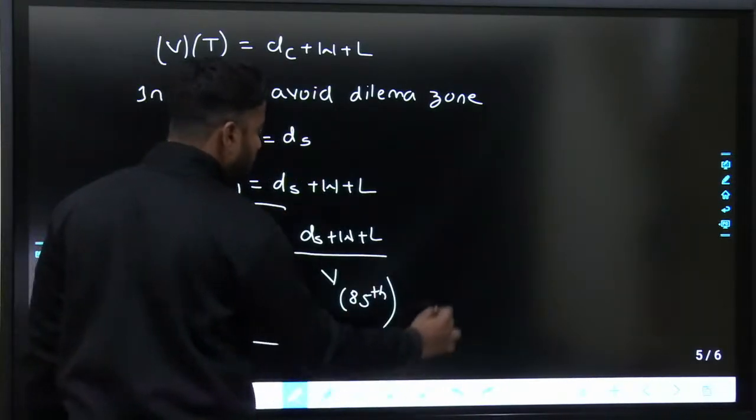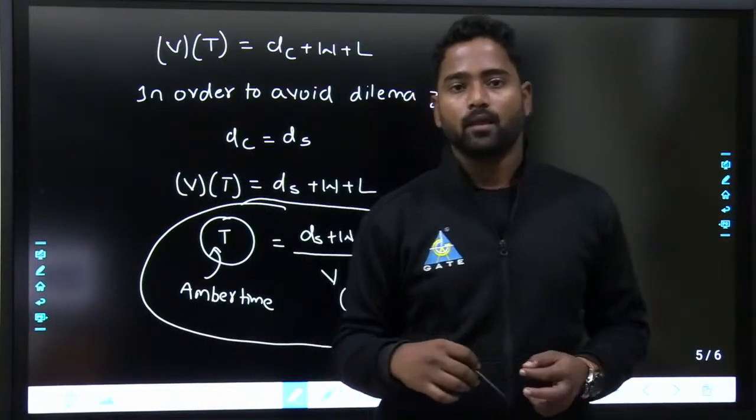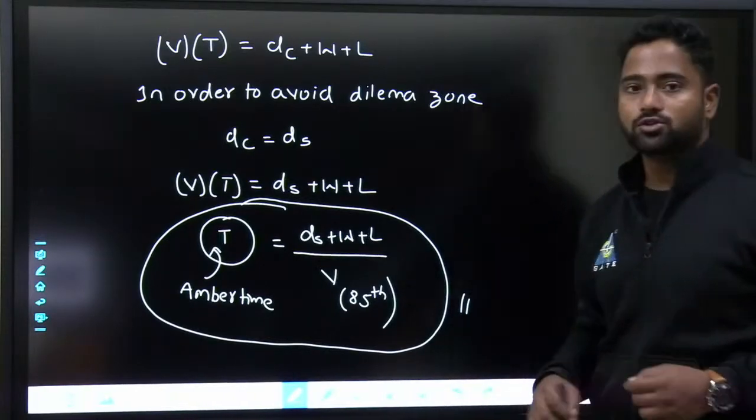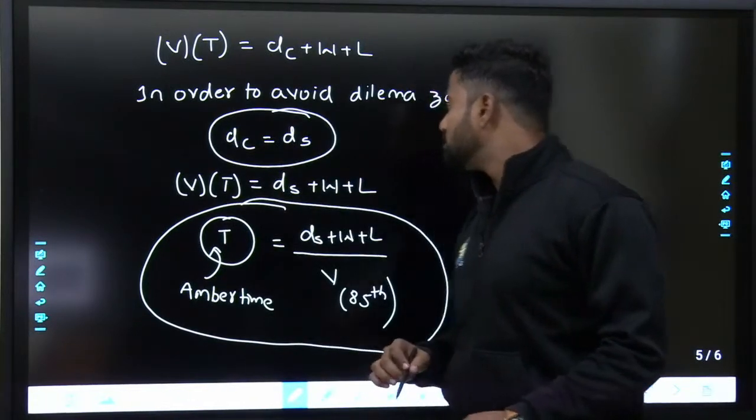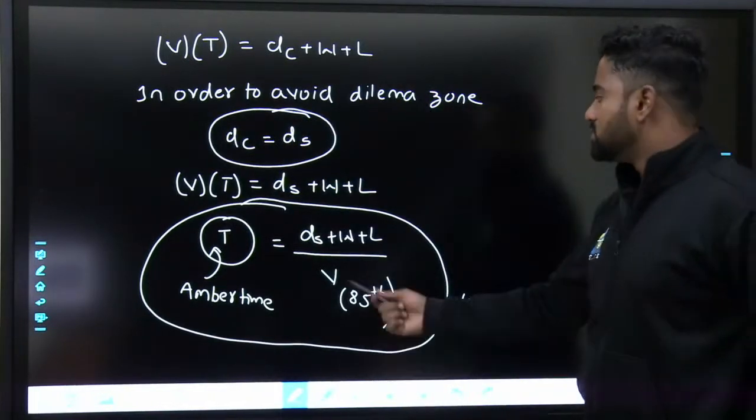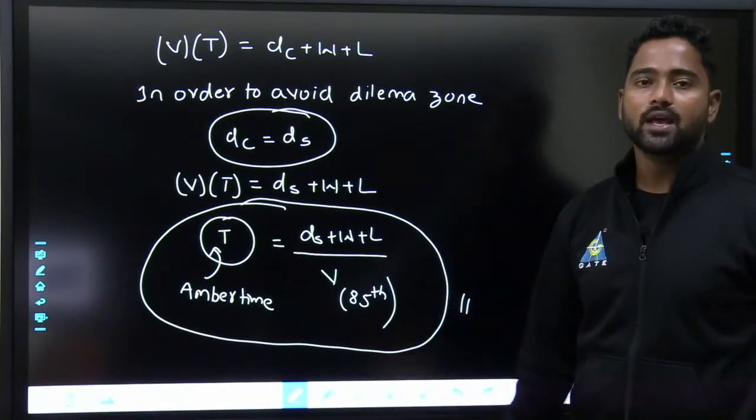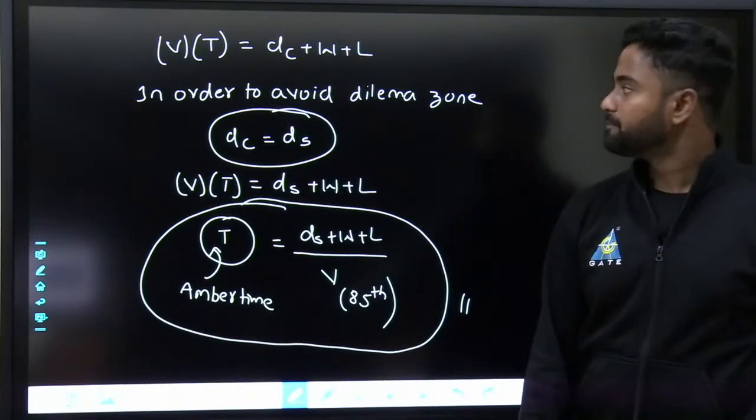This is how we generally design amber time. In order to avoid the dilemma zone, dc must be equal to ds. So, v multiplied with t equals ds plus w plus L. So, amber time is (ds plus w plus L) upon v, where v is the 85th percentile speed. Any doubts in this? You can ask me.